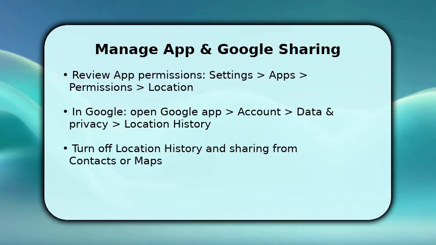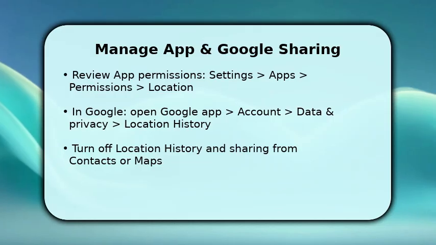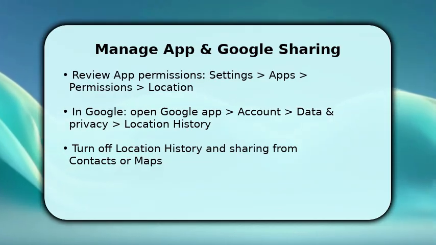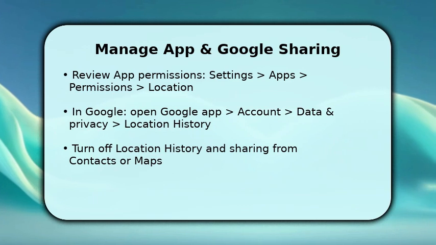Also open Google Maps, tap your avatar, go to Location Sharing, and remove any people or devices. These steps cut off app level and account level sharing simultaneously.